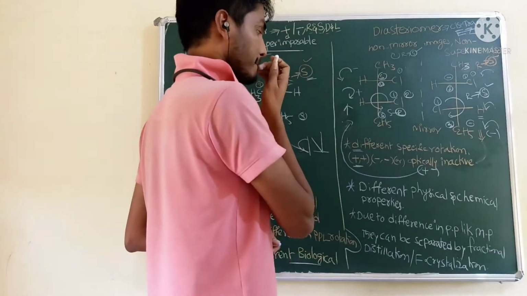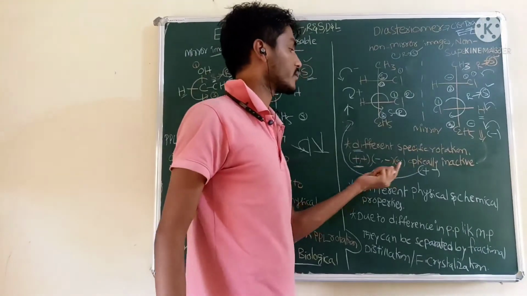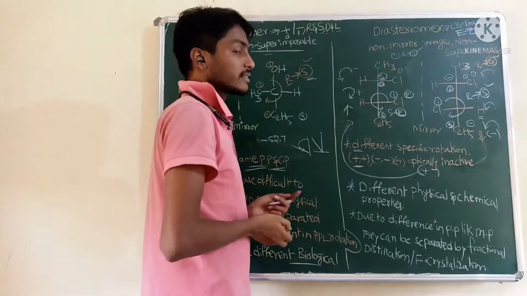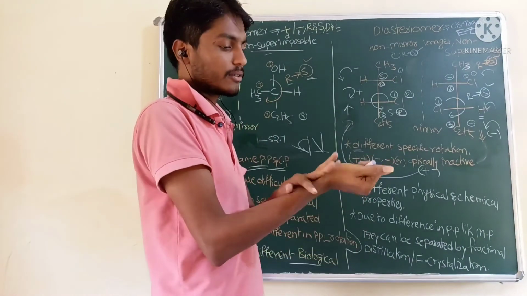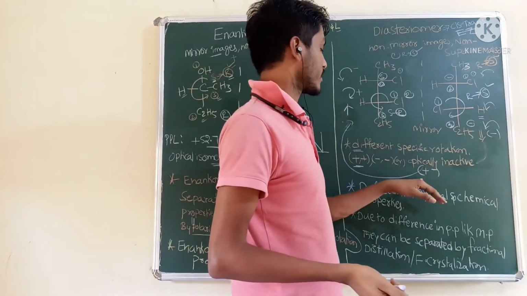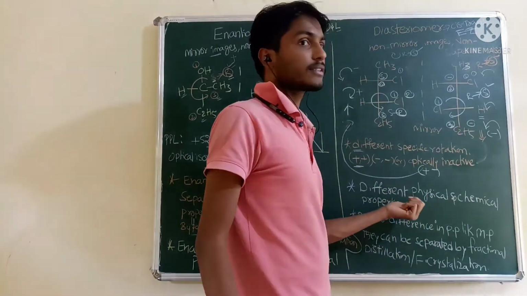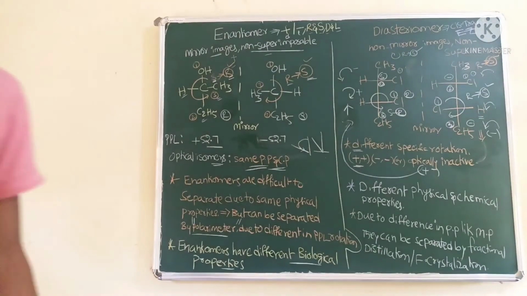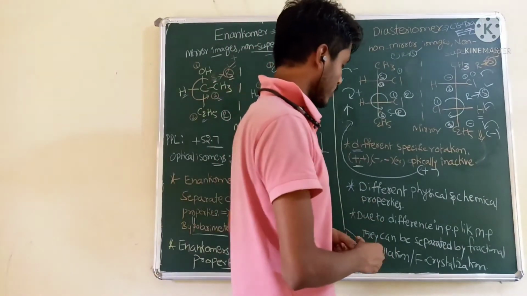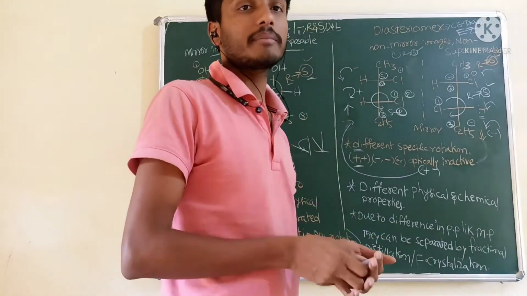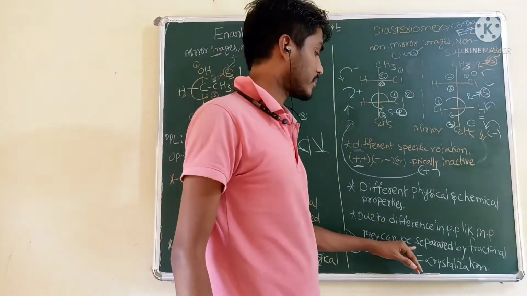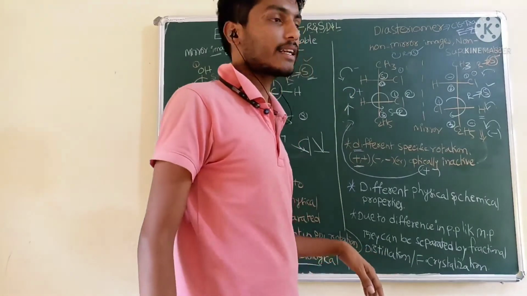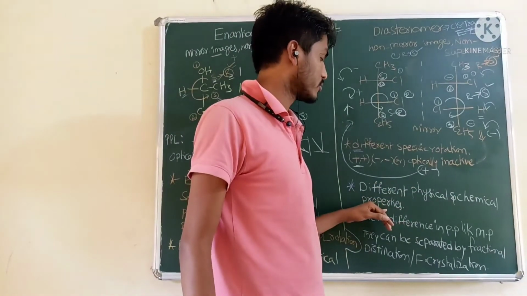These have the same specific rotation but different sign, positive and negative symbol. Diastereomers have different physical and chemical properties. When the physical properties are different, like melting point, we can easily separate diastereomers by using fractional distillation or fractional crystallization. Based on melting point, we can separate the diastereomers.